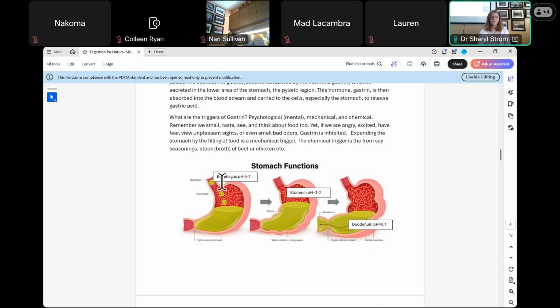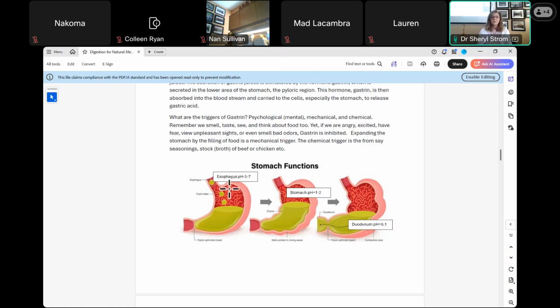And this portion of the esophagus is about a pH of 5 to 7. I'm not going to go into pH. I'm hoping it's understood that you know what pH is. So you have acid and you have alkaline. The lower the number, the more acidic the substance is. The higher the number, the more alkaline. And there's always that fine line between acidity and alkalinity.